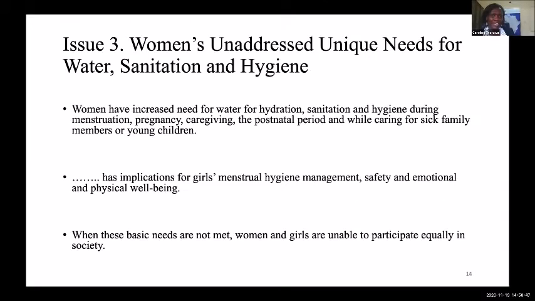Next slide, please. A third issue is women's unaddressed unique needs for water and sanitation. Many times women have needs for hydration, sanitation, and hygiene during menstruation, pregnancy, and while doing childcare, and this has implications for women's health and their safety. It also has implications for girls' menstrual management and emotional well-being. So when these are not met, women are not able to participate equally in society.